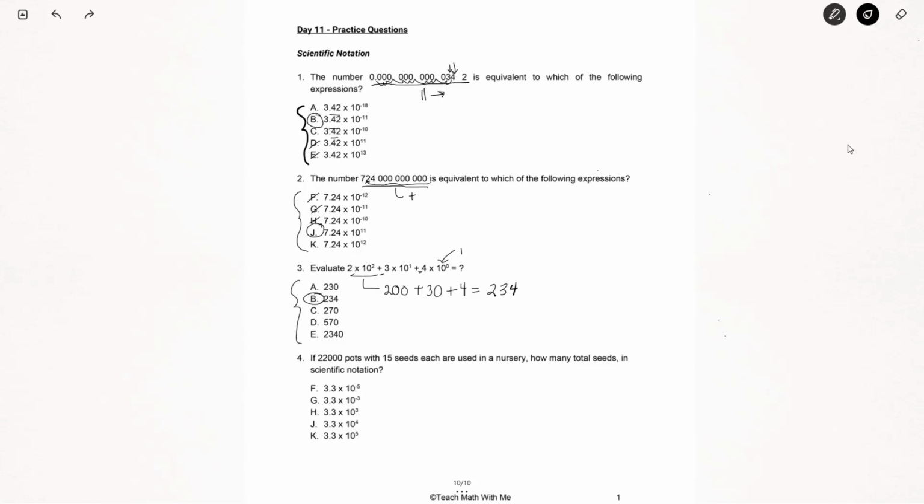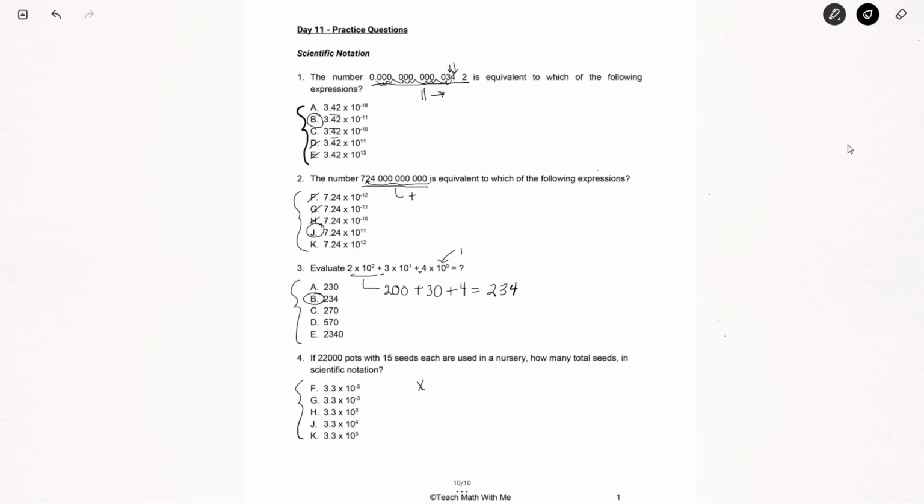Okay, let's take a look at number 4. If 22,000 pots with 15 seeds each are used in a nursery, how many total seeds are there, in scientific notation? So the question tells us, and we can see from our solutions, that they're looking for an answer in scientific notation, and it's going to be 3.3 something because that is what is common in all the answers. It's just going to be what the exponent on the tens power is. We're taking 22,000 pots with 15 seeds in each, and we want to know that total number of seeds. So that's going to be a multiplication problem.